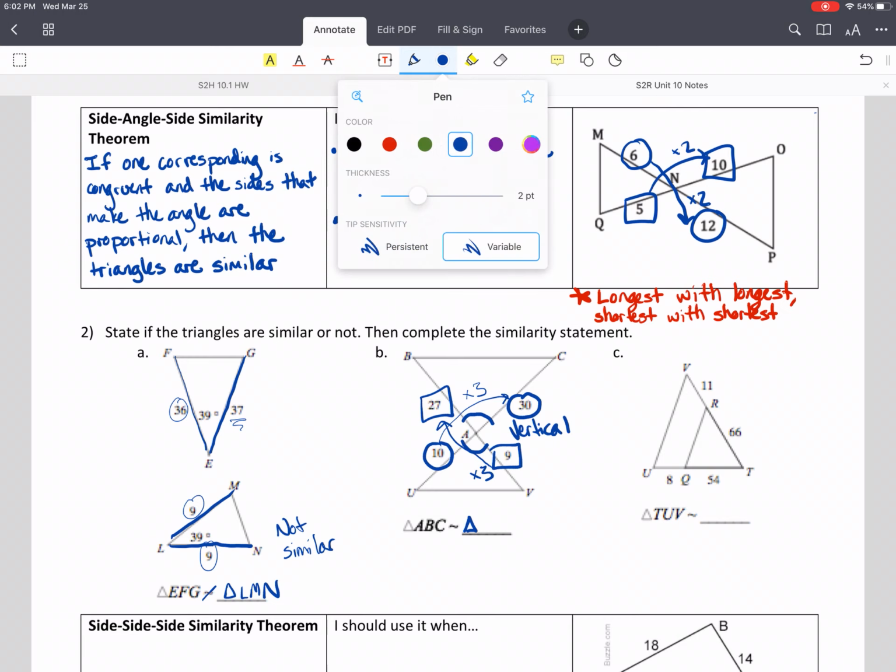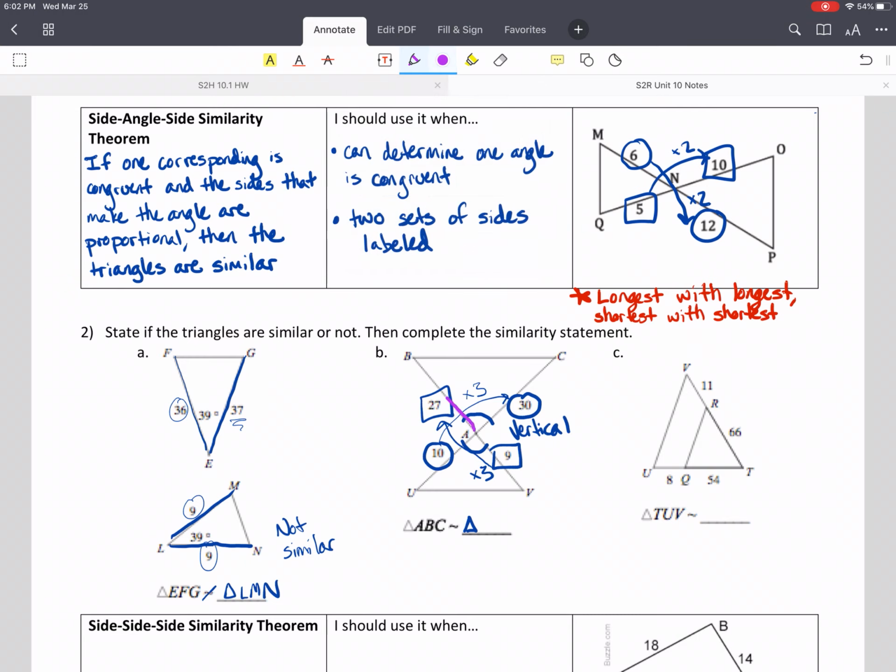A, B, C. So I just trace it because it's helpful for me. And the reason I labeled them with circles and boxes is so I can see which side goes with which. So I can see that A, B, C, I went down the 27 side, which means for the other one I have to go down the 9 side and then over. So triangle ABC is similar to triangle AVU.